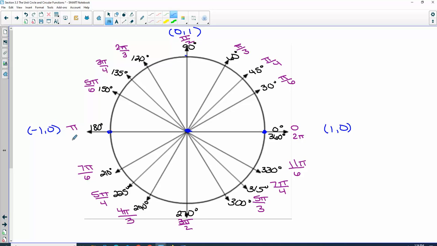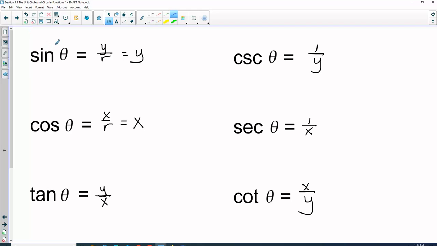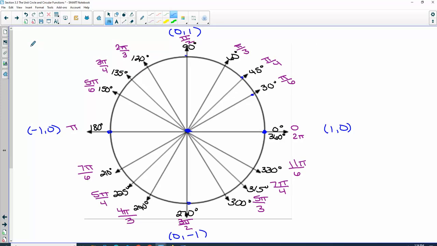Negative 1, 0. And right here would be 0, negative 1. The other points, we may not know them as easily, but from our previous slide, we know that on this circle, x is cosine and y is sine. So you might make yourself a note at the top: in these ordered pairs, the x is the cosine, the y is the sine.